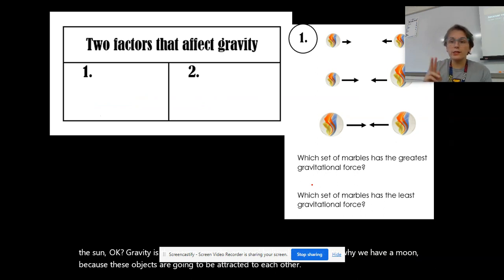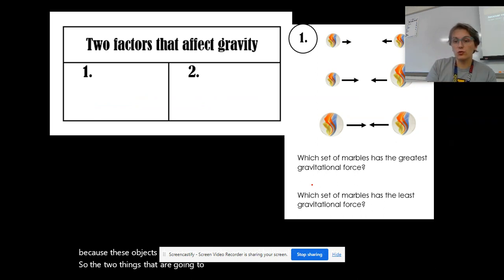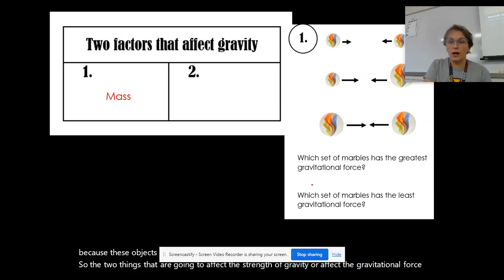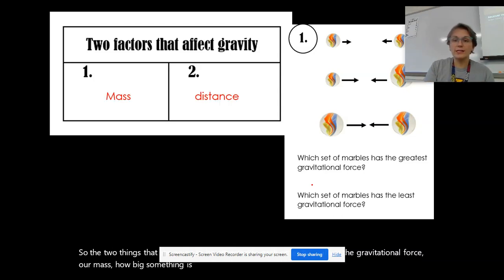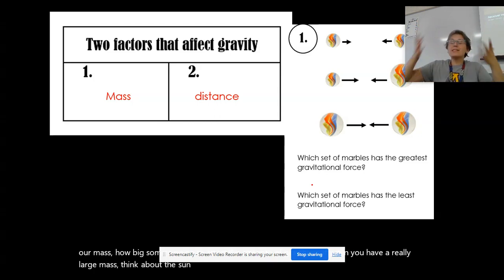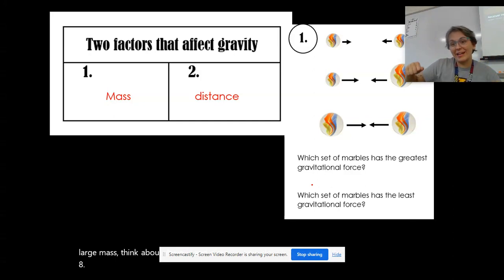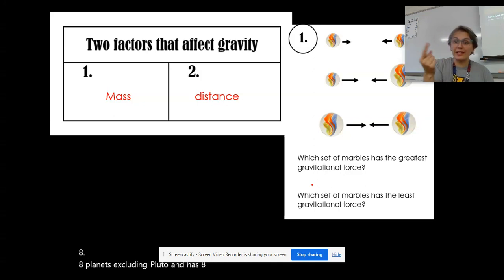So the two things that are going to affect the strength of gravity, or the gravitational force, are mass, how big something is, and distance, how close together it is. When you have a really large mass, think about the sun. It has eight planets, excluding Pluto, circling it. That's how much gravitational force it has.